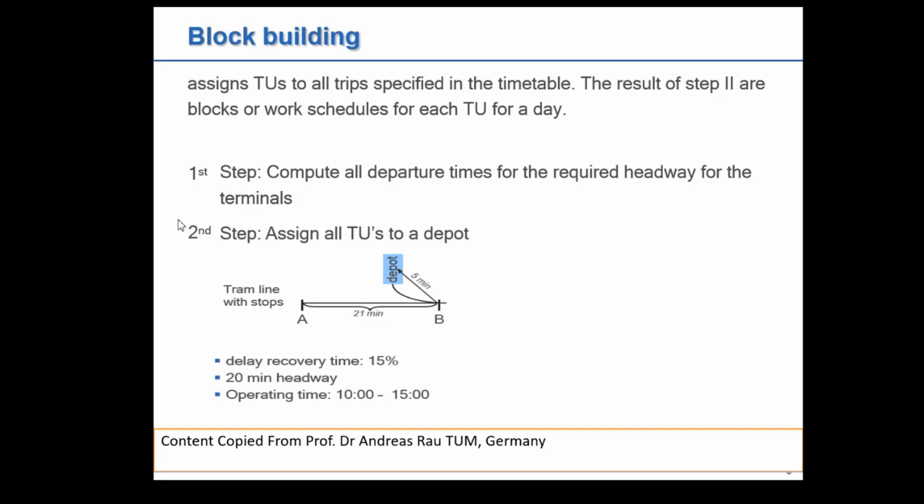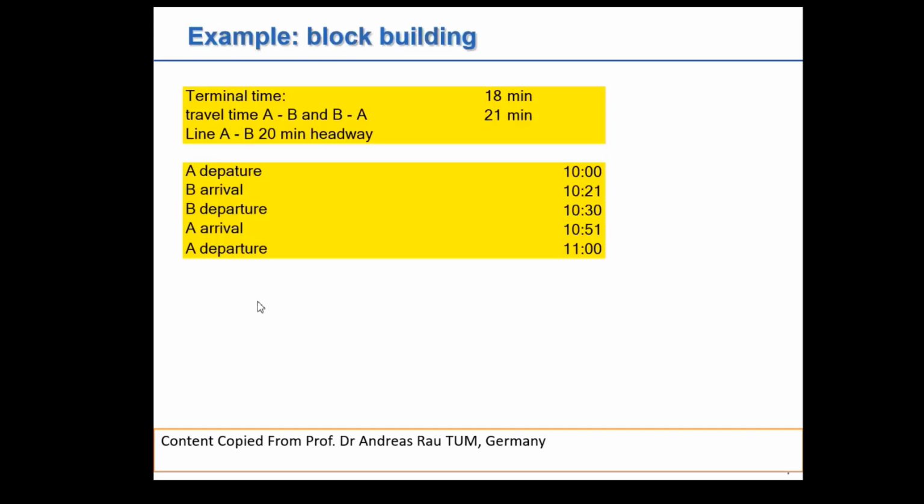But now we are trying to understand what will happen if any train or transit unit goes out first from the depot, then reaches station A, and then starts functioning. So we are trying to understand the depot time as well. We have the operating time from 10 to 3 p.m. and a total headway of 20 minutes, with the same conditions. Travel time from A to B is 21 minutes, and the terminal time is 18 minutes. So we have the times as well.